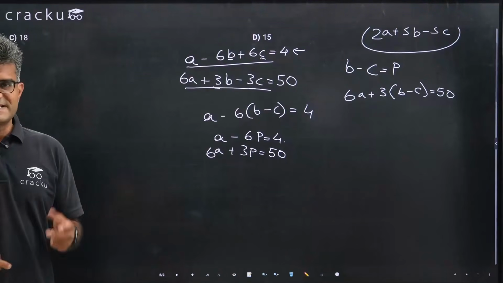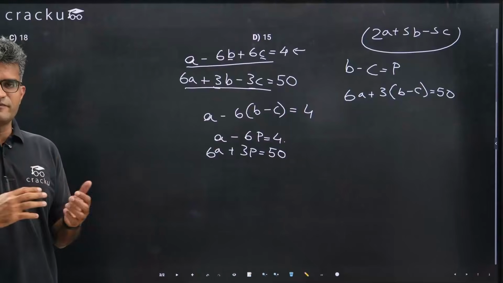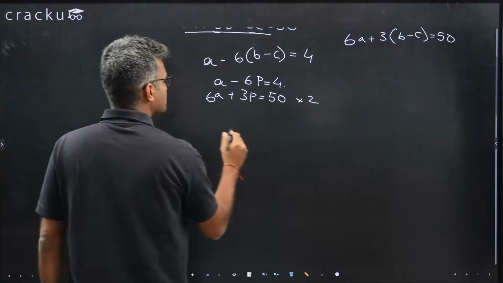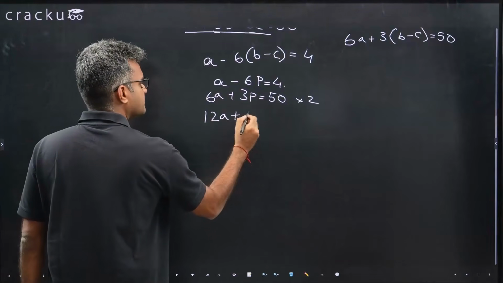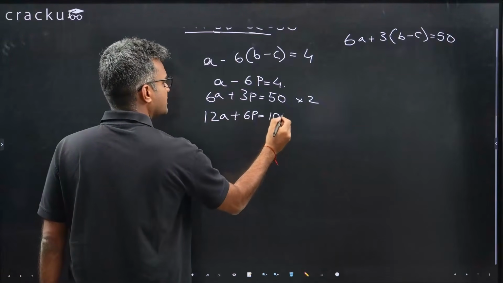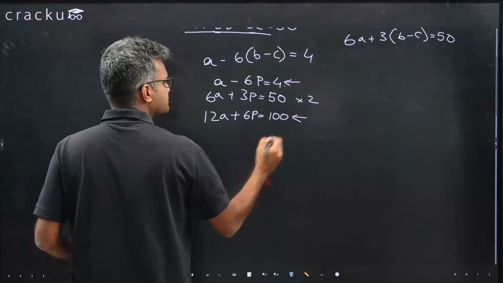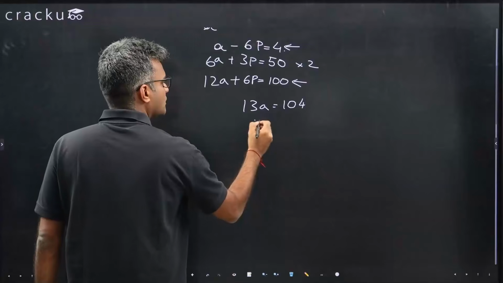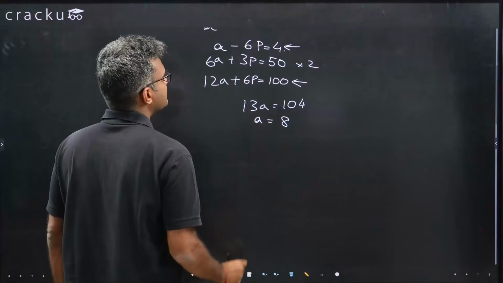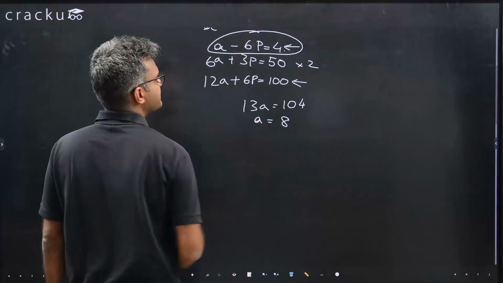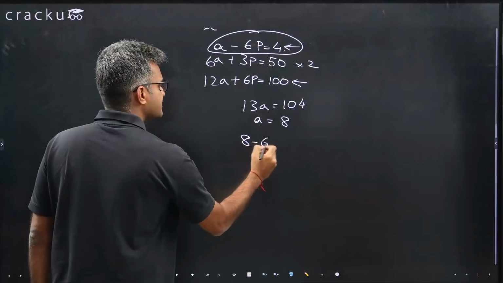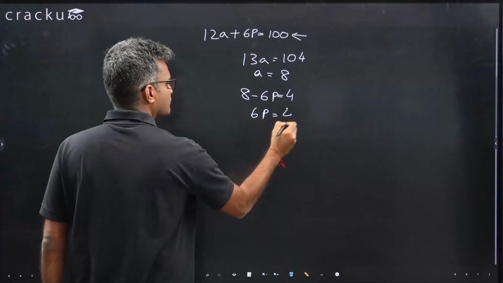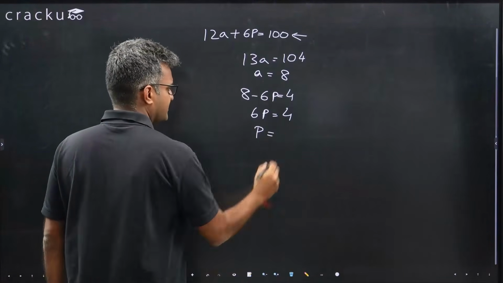Now we have two equations, in a and p. So you can calculate the value of a and p, which is what we'll try to do. You can multiply this equation with 2. You are going to get 12a plus 6p is equal to 100. To this equation, you can add this equation. You are going to get 13a is equal to 104, or the value of a is 8. What is a minus 6p? 8 minus 6p is equal to 4, or the value of 6p is equal to 4. So the value of p will be equal to 2 by 3.